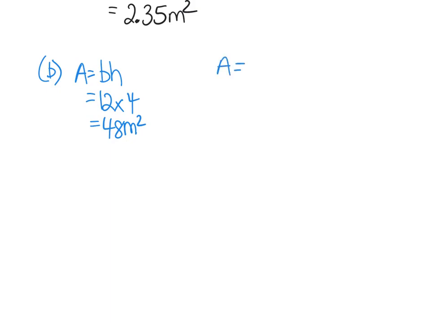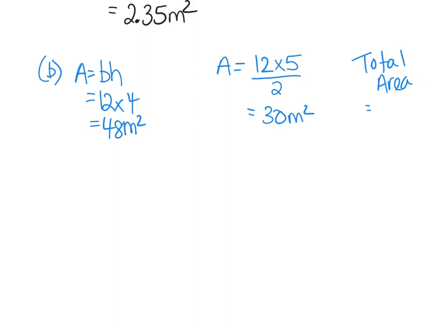It looks like the base of our triangle is 12, same as the parallelogram. And the height of our triangle is 5, divided by 2, since the area of a triangle is base times height divided by 2, which gives us 30 meters squared. And then we want the total area of our patio. So total area, add them up. 48 plus 30 is 78 meters squared.